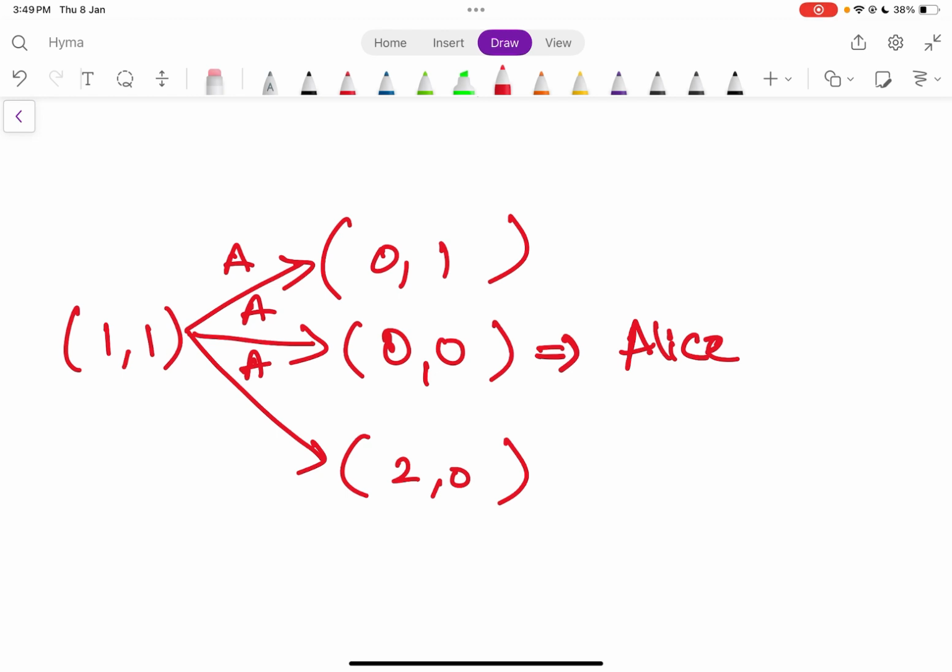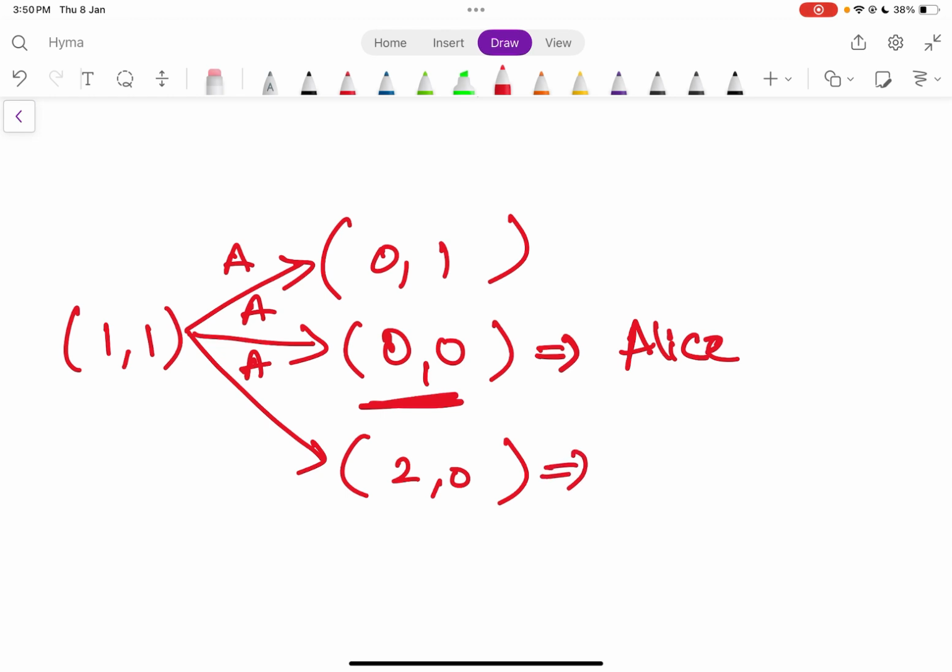Let's say in this condition, the next operation is going to be done by Bob. So the properties get reversed. Whenever the next player that is going to play is Bob, we have to check if y is 0 and Bob is going to play next. If x is even, only then Alice will win. If x is odd, Bob will win.